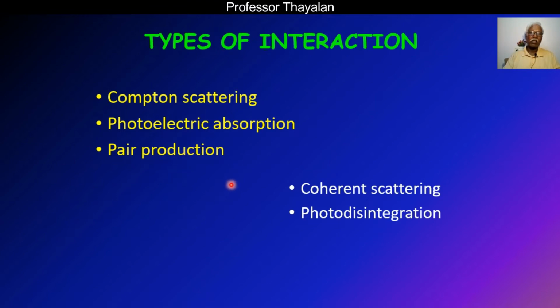So in general, X and gamma rays interact in 5 different ways. That means Compton scattering, photoelectric absorption, pair production, coherent scattering and photodisintegration. Compton scattering and photoelectric absorption are very important in diagnostic radiology. Compton scattering and pair production are very important in radiation therapy, both teletherapy and brachytherapy. The role of coherent scattering and photodisintegration is much less in medical applications of radiation.